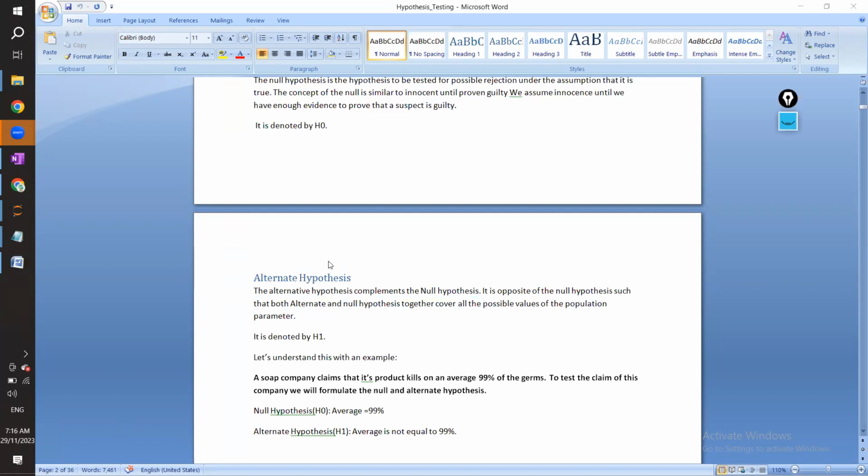See, null is saying something, alternate is saying something. When you combine both, it should cover all the possibilities. It is denoted by H1.